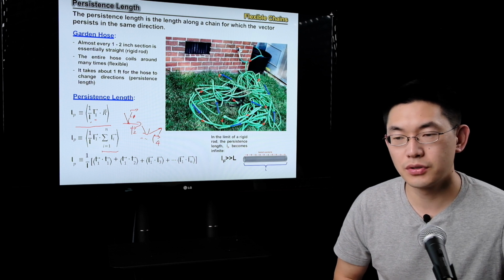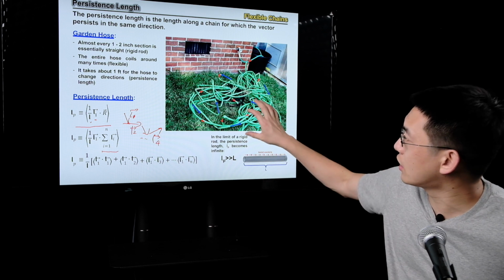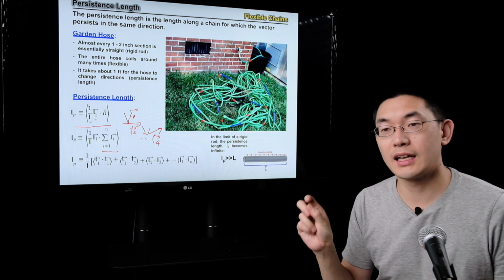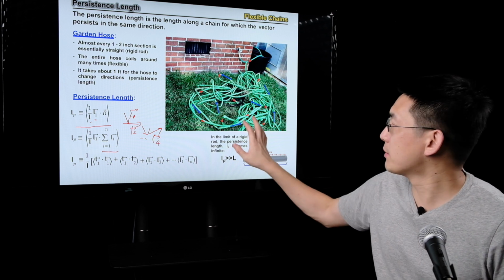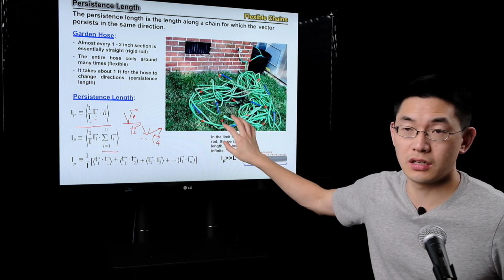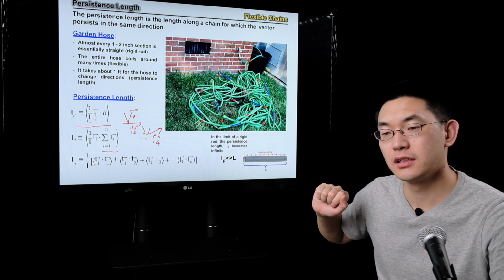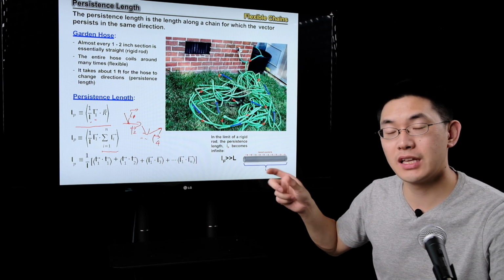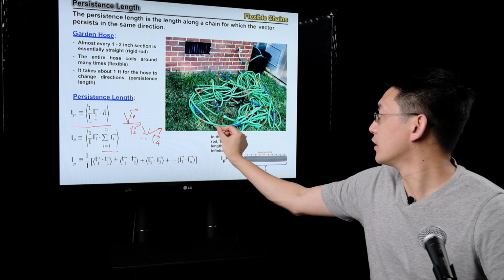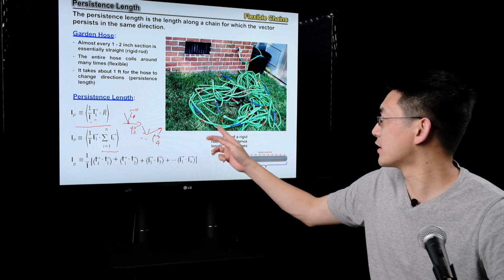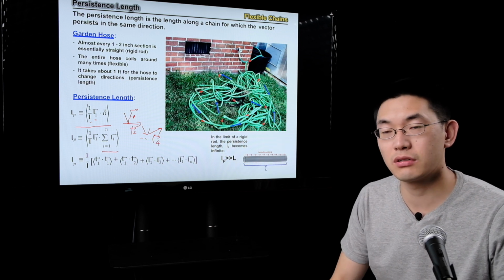So let me give you 2-3 examples. If I have a polymer chain behaving like this garden hose, and I'm looking at a length scale much smaller than the persistence length. Remember I said the persistence length for the garden hose is about 1 foot. So if I talk about a length scale of about 1 centimeter, which is much shorter than 1 foot, it behaves like a rigid rod. If I just cut a local region of the hose, it behaves like a rigid rod.